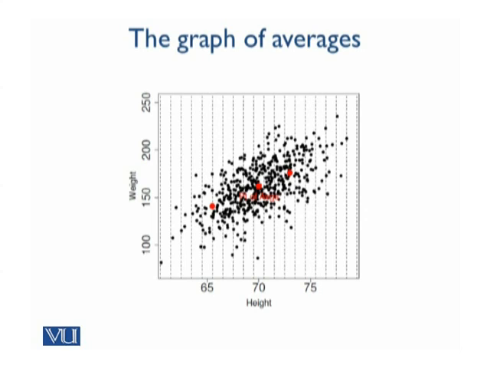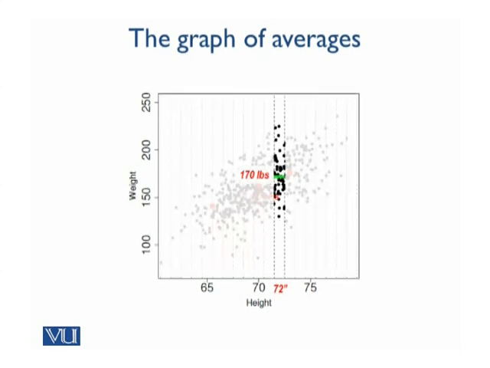For that, we can find averages for vertical slices. You can think of dividing the x-axis, which is your independent variable, into vertical slices, and for each vertical slice you calculate the average. For example, we can take values which are closer to 72 inches than to 71 or 73 inches. Then we look at all the values associated with this vertical slice and find the average value. This comes out to be 170 pounds.